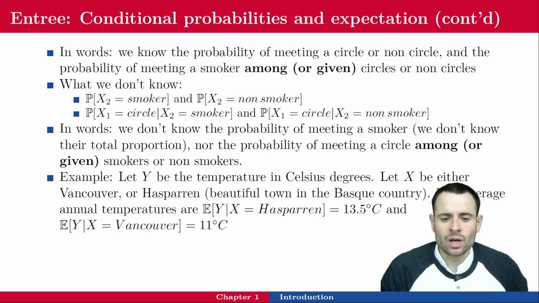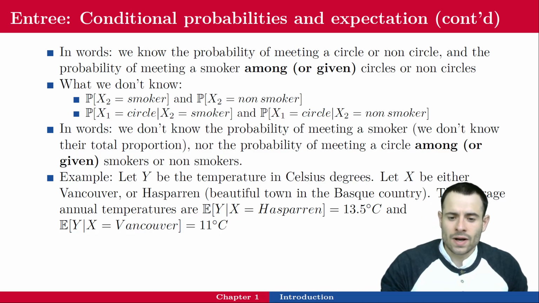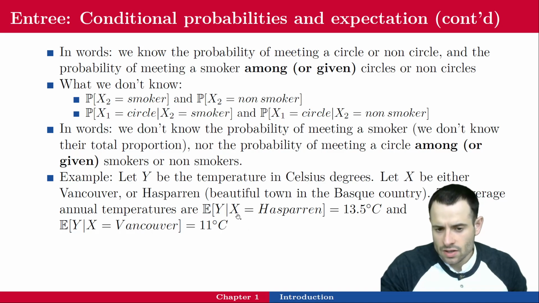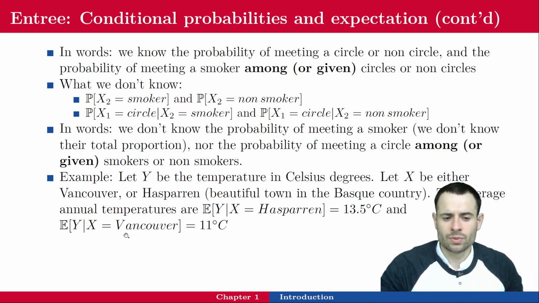The average annual temperatures, I found that online, are as follows. When x is equal to Hasparren, the average temperature is 13.5 degrees Celsius. And when I am looking at Vancouver, the average annual temperature is 11 degrees Celsius. So you can see here that fixing the condition that I am looking at my hometown in particular or Vancouver in particular, the average temperature will change, right? Because I am simply not looking at the same thing.